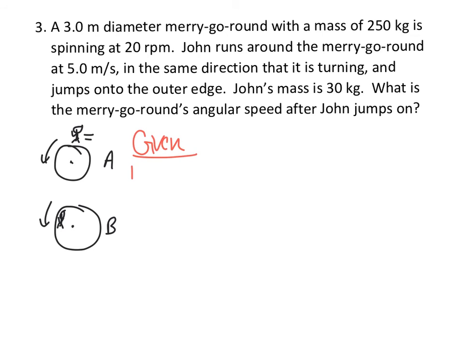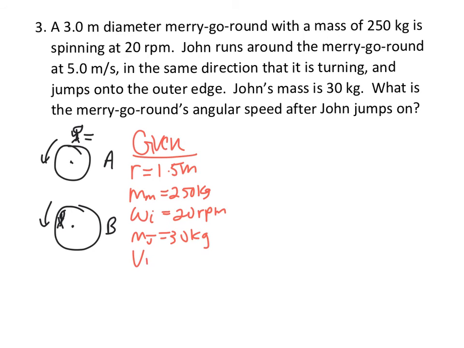So given, 3 meter diameter means that the radius is going to be 1.5 meters. Mass of the merry-go-round is 250 kilograms. Initial angular velocity of the merry-go-round would be 20 RPM. John has a mass. The mass of John is 30 kilograms. And John's initial linear speed, so V initial, is 5 meters per second.